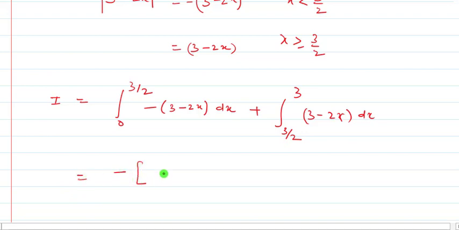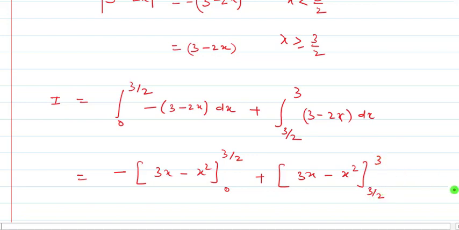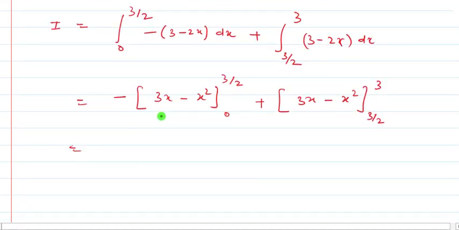Minus, taking common, we are left with 3x minus x square after integration. So we apply the limit 0 to 3 upon 2. Plus, the next part is again 3x minus x square, applying the limits 3 upon 2 to 3. Now, using the limits, we are getting minus, using the upper limit, 9 upon 2 minus 9 upon 4. This is the upper limit. Minus, when we apply the lower limit, it will be simply 0.